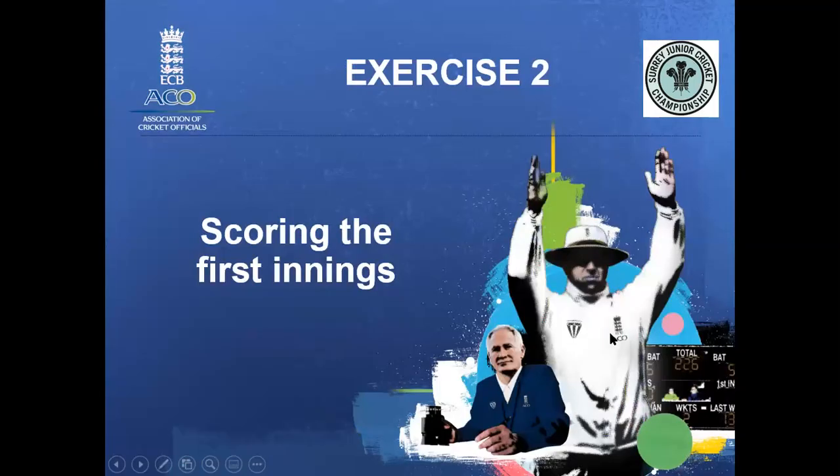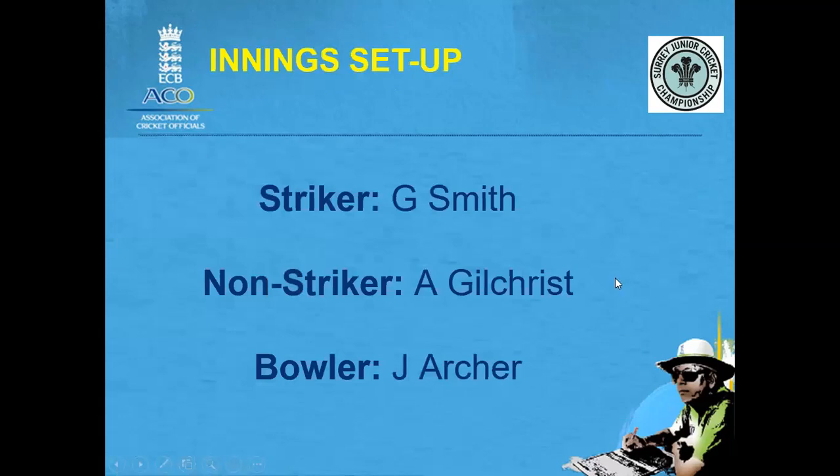Right, so we're ready to start the match. So set up the innings, and we will be prompted for the striker, which is G. Smith, the non-striker, which is Gilchrist, and the bowler is Archer.